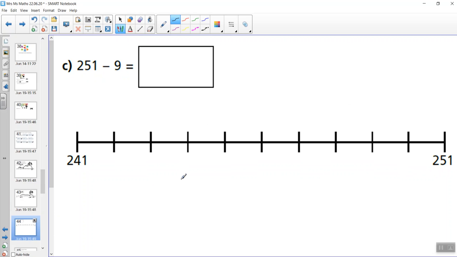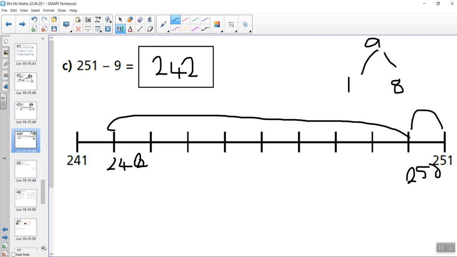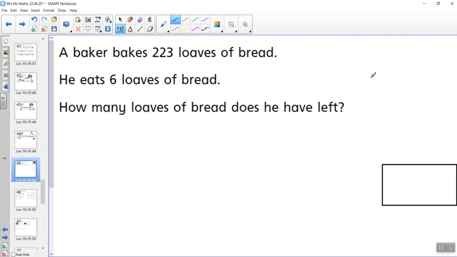Okay, you try that one on your own. So my cherry diagram, my part whole model, I take away 1 to get me to 250, and then I'm going to take away 8 to get me to 242.